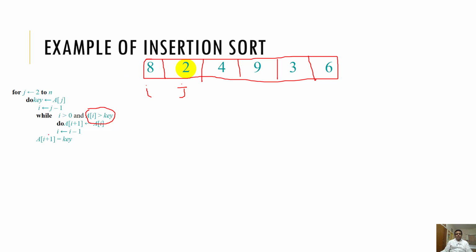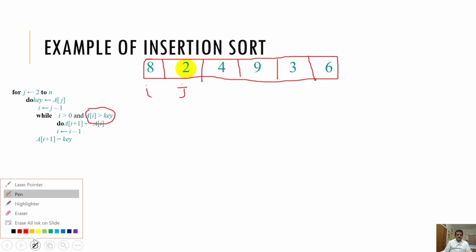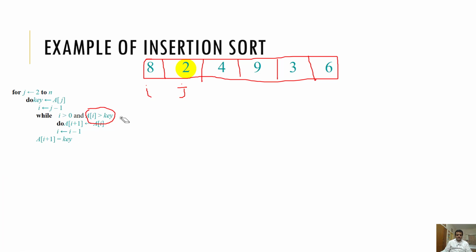So what do we do? We are copying this AI, whatever value is over here, to AI plus 1. So this 8 will come here, and this 2 is already stored in the key, so we don't need to worry about losing this 2. And then we decrease i by 1. Now i was 1, now i minus 1 is 0.